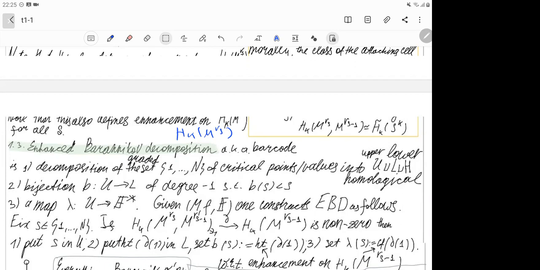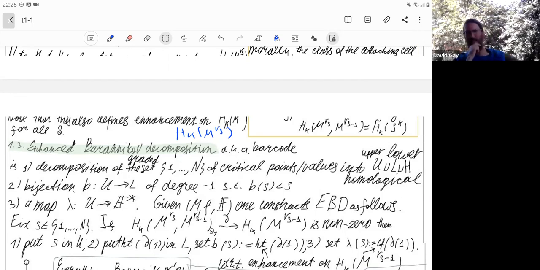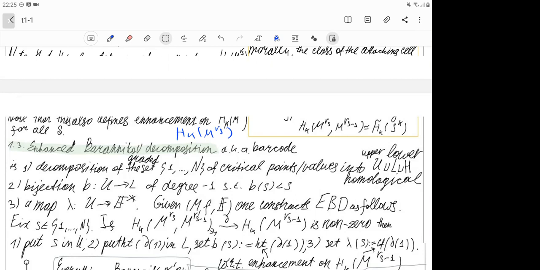So again, what are U and L? U, L, and H are 3 disjoint subsets of this set of all critical values or points, from 1 to n. He's telling us right now how you get them. I'm defining this right now.